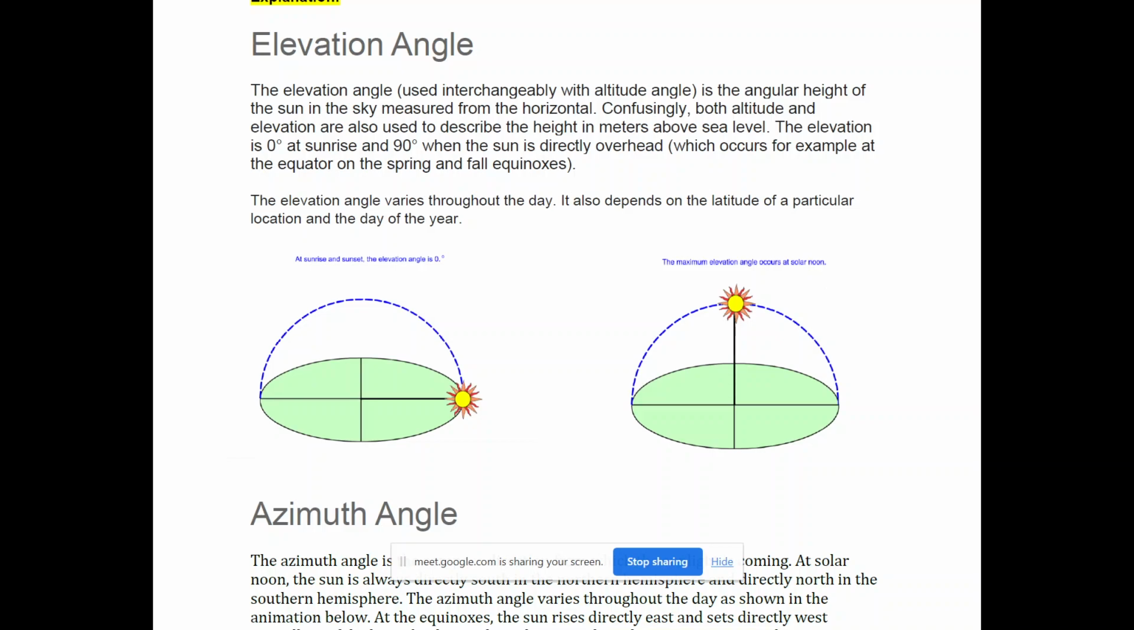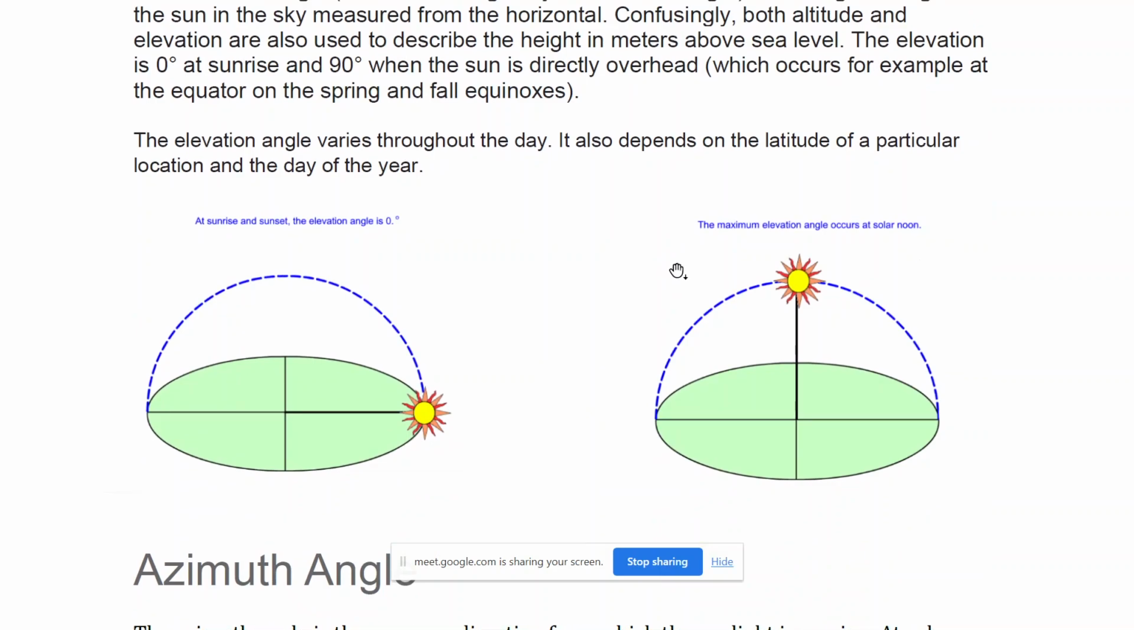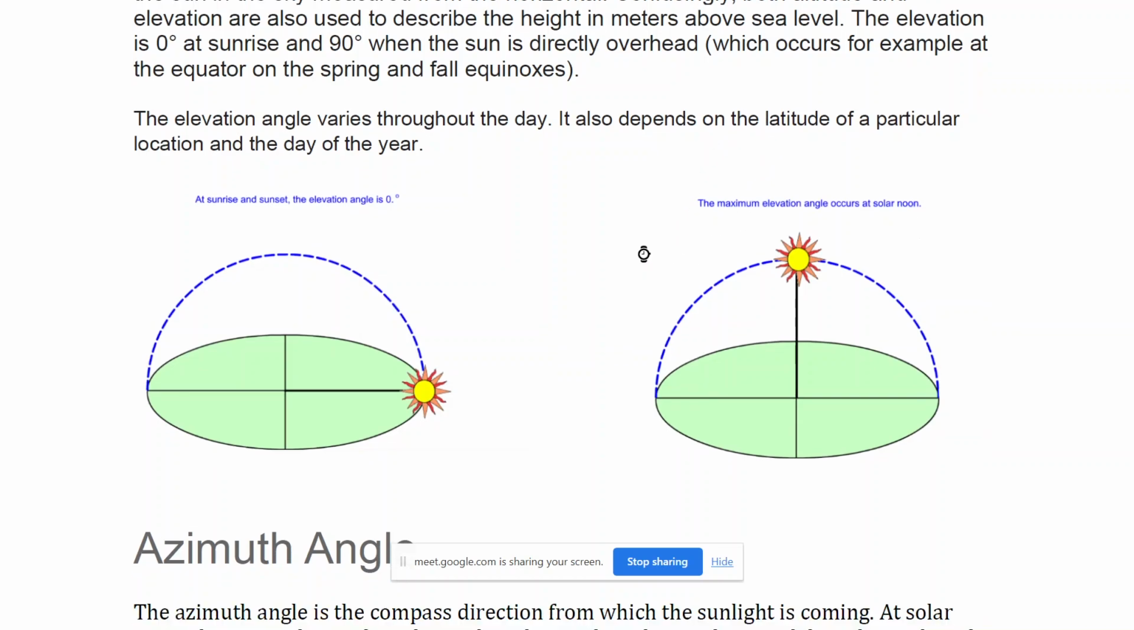Confusingly, both altitude and elevation are used to describe the height in meters above sea level. The elevation is 0 degree at sunrise and 90 degree when the sun is directly overhead. You can see it happens at the equator as well as at equinoxes. The elevation varies throughout the day, and it also depends on the latitude and the particular location. To clarify, let's have a look at this figure. I think yesterday Ravi talked to you about a website, pveducation.org, where you can find details about all these things if you want.